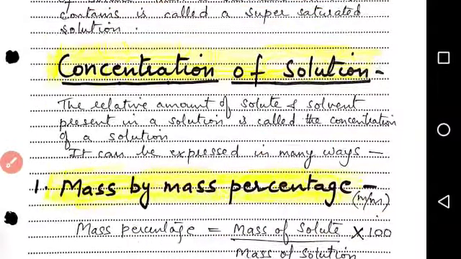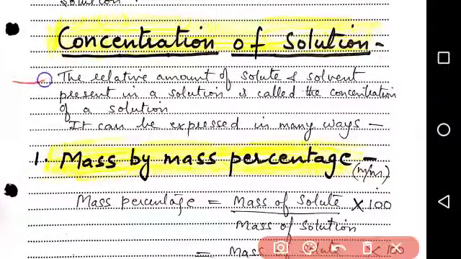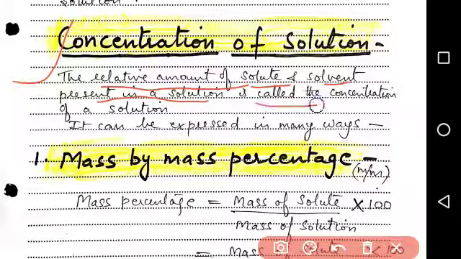Our next topic is concentration of solution. What do you mean by concentration? It means that the relative amount of solute and solvent present in a solution is called the concentration of a solution. Means whether the solute is present in more amount or the solvent is present in more amount in a solution, that defines the concentration of a solution. The concentration of a solution can be expressed in many ways. So some ways are given here.